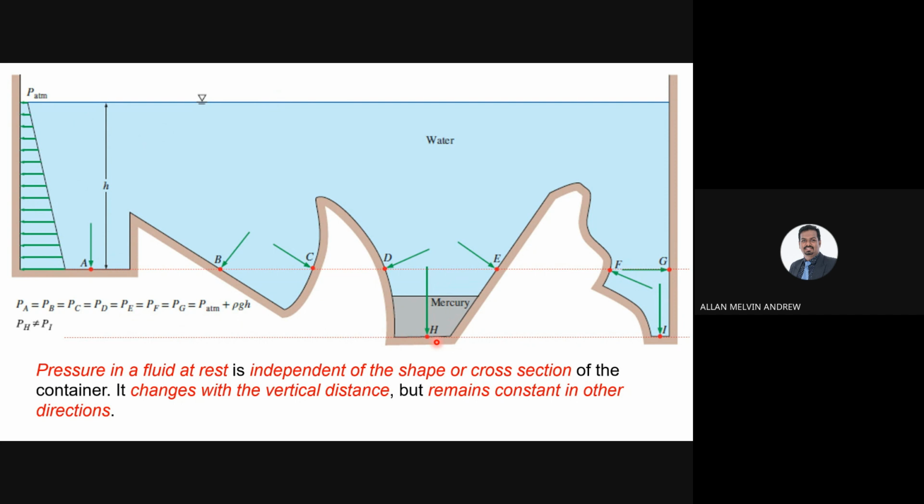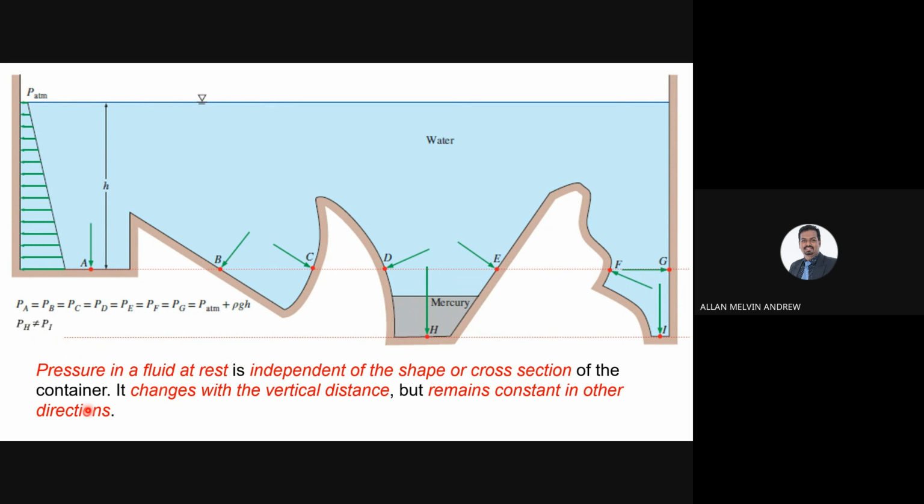But if you see, H and I cannot be the same as above. It should be higher. Why higher? Because it's even deeper, so h plus some extra depth; the distance from the surface is greater. But the second condition is not met, because here you have mercury and here water. So the pressure won't be the same. PH is not equal to PI.